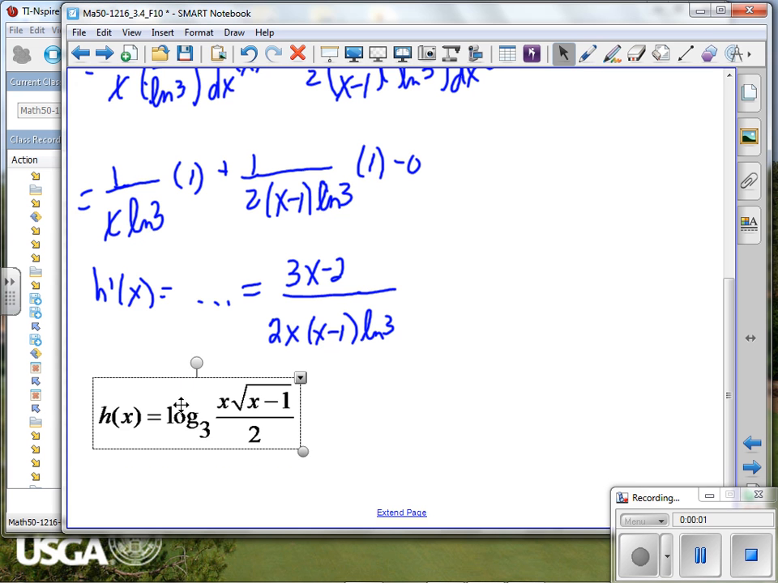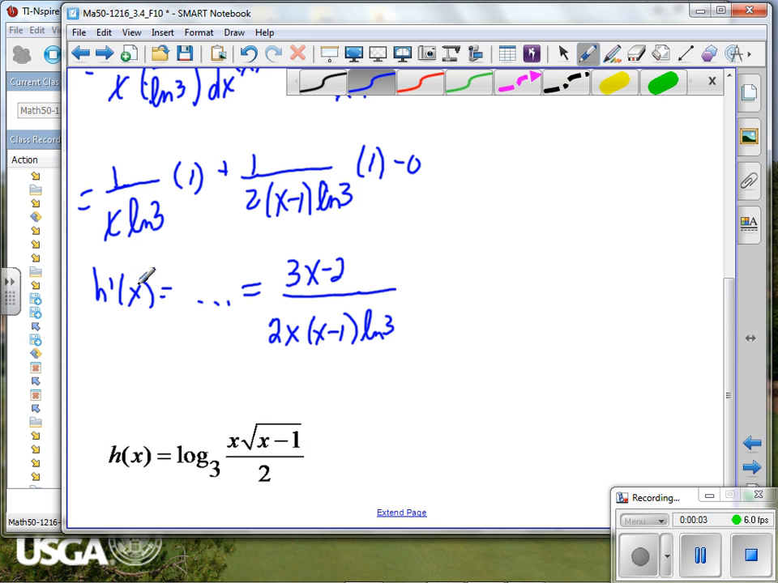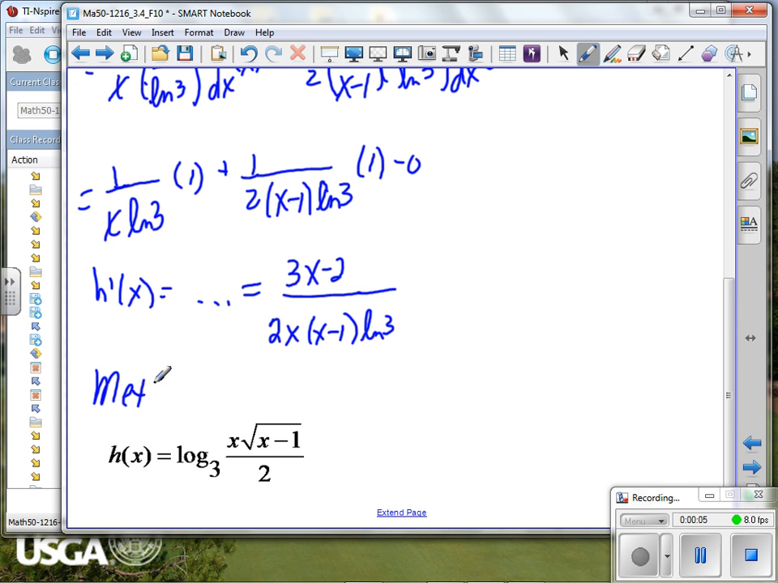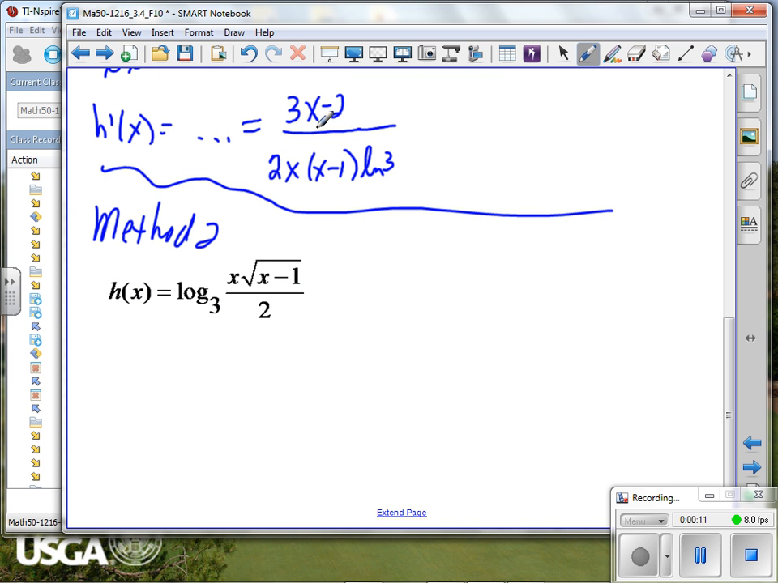For method 2, you probably won't go through all of method 2 here. But if I look at this problem and keep it completely as it is, then what I've got to think about, well, I could do this: I could make it 1/2 x, the quantity x minus 1 to the 1/2 power. That might help out some.